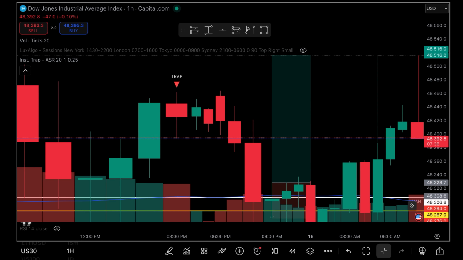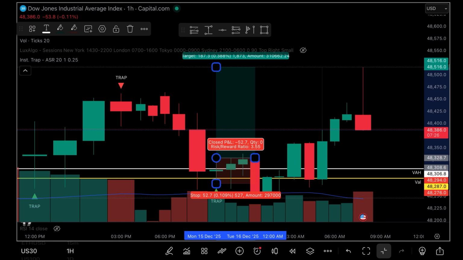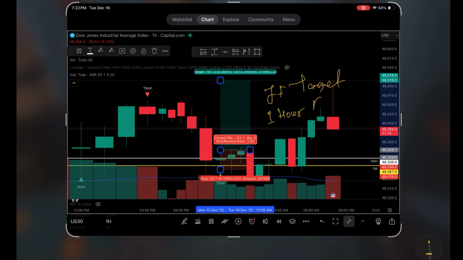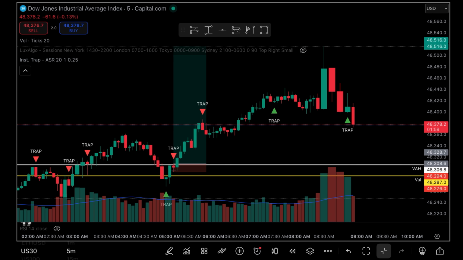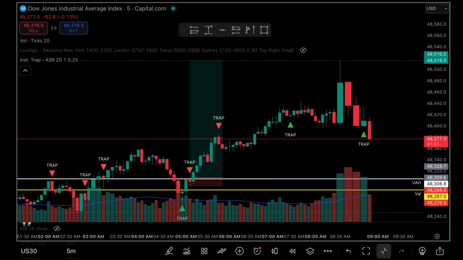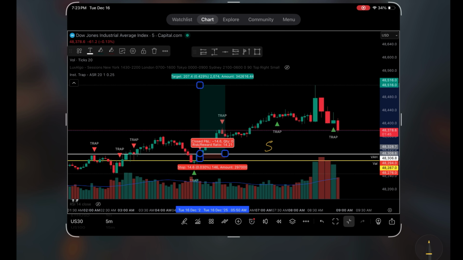Here again, I'm going long. And now, boom, the 1-hour base target is achieved. The stop loss was just 15 points, while the target reached 207 points. That's the kind of move I'm looking for when the structure lines up.